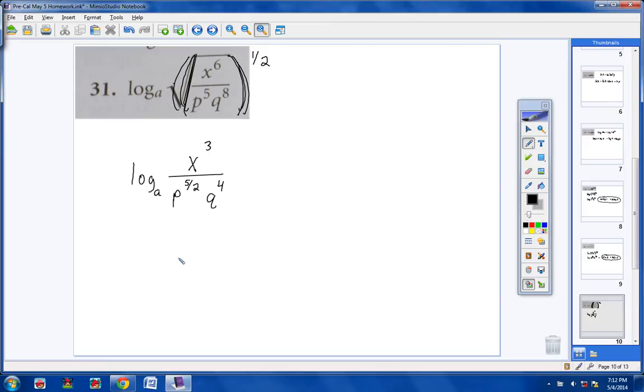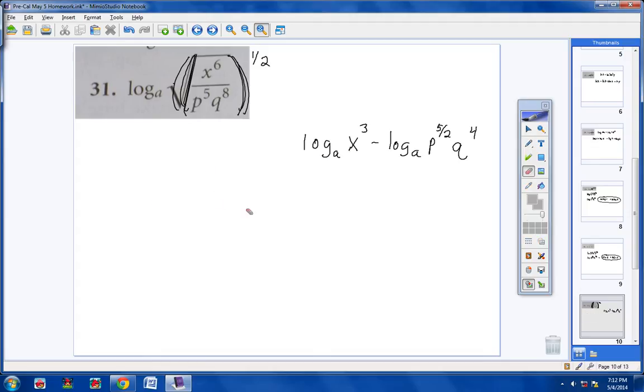There. Now, what I've taught you to do is when you have a quotient in your argument, start with the quotient first. So I'm going to write log base a of x cubed and then minus log base a of p to the 5/2 power q to the 4th power. There we go. Now, as I look over here at this logarithm right here, I'm going to erase this to get a little bit of room to work.